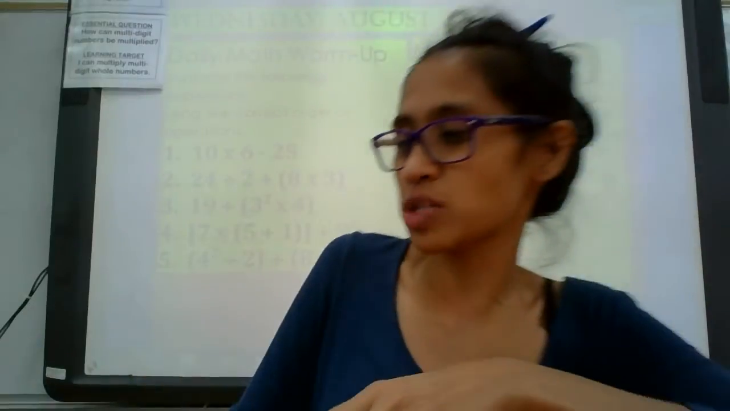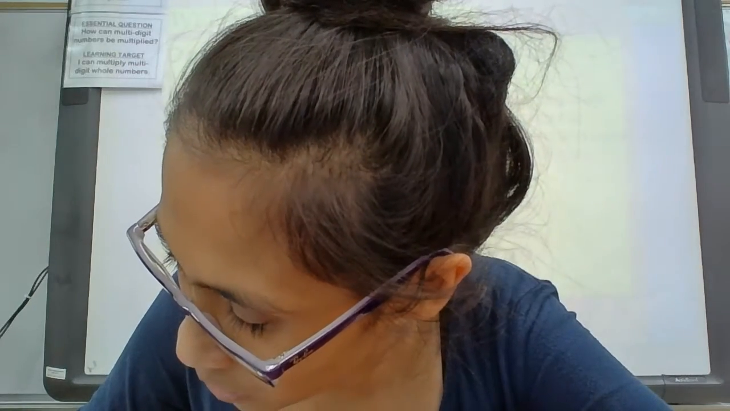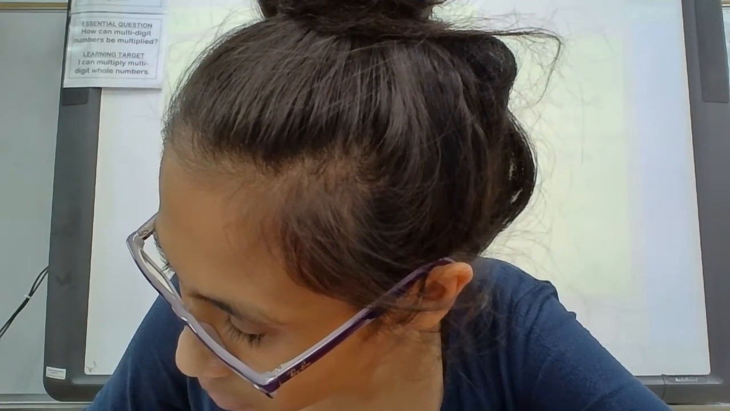4, 8, 3, 2, and then 5, just like that. All right, so you ready? That first box, what is 4 times 3? 4 times 3 is 12. How many zeros do you see? 3 zeros.